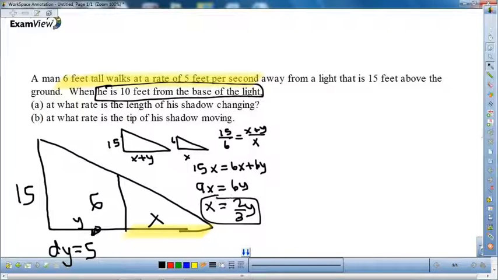Okay, so I'm going to go ahead and take the derivative of this. So the derivative of x is equal to 2/3 dy. So notice that it doesn't matter that he's 10 feet away from the base. The rate of change of his shadow is always going to be just dependent on how fast the guy's walking. So this is going to be 2/3 times how fast he's walking, which is 5.